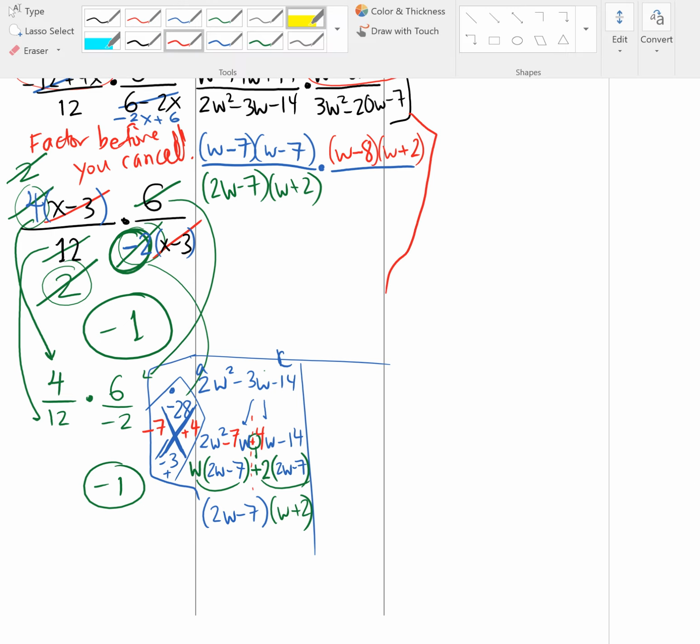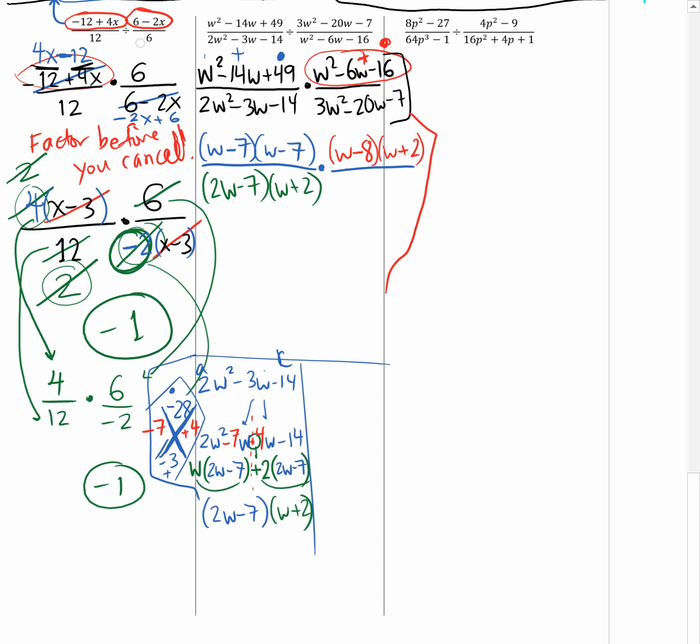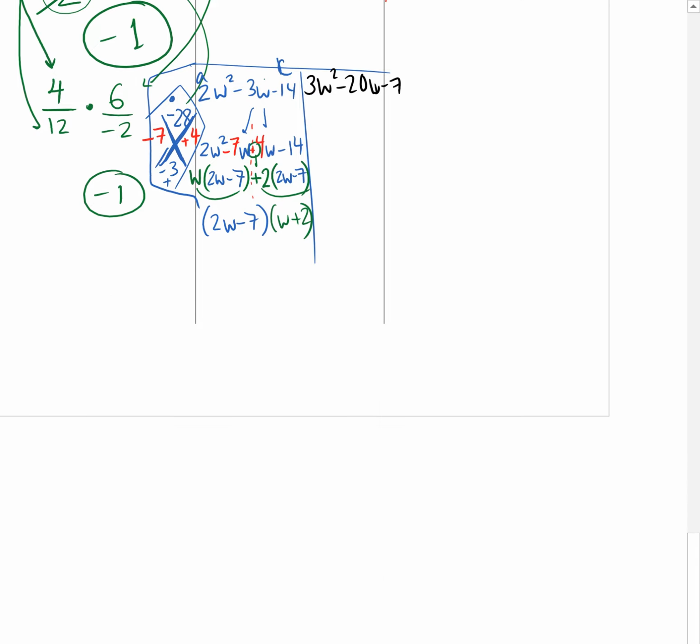Now I look at the denominator and say, oh man, I got to do that x method again because it's a trinomial. The leading coefficient is a 3, which is not 1, right? Oh, great. Alright, let me bring him down here. What was he? 3w squared minus 20w minus 7. Here we go. Alright. We know how this goes.